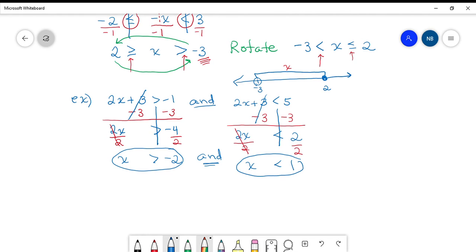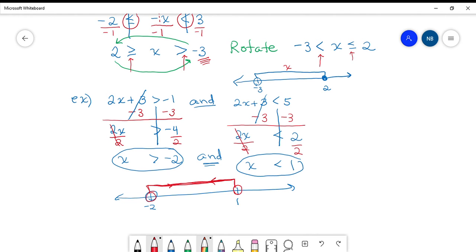Let's graph that. -2 is here, and I want to be bigger than -2. That means shade to the right. X equals 1, I'll put it right over here, not included, and I need x to be less than 1. Notice the two arrows are coming towards each other. That means I'm trapped between -2 and 1.